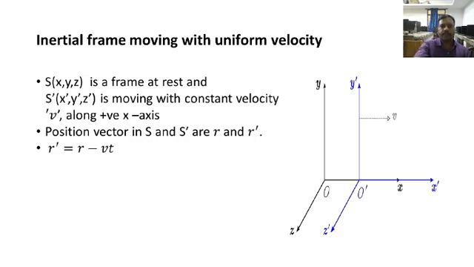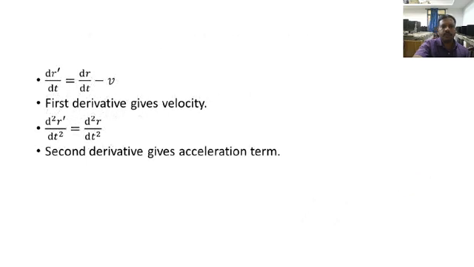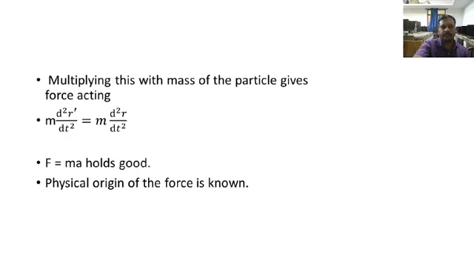The position vectors with respect to the S dash frame, which is in motion, and the S frame, which is at rest, are r dash and r respectively. Therefore it is mathematically denoted as r dash equals r minus Vt. Therefore the derivative dr dash by dt equals dr by dt minus V. On differentiating again, d square r dash by dt square equals d square r by dt square. So the second derivative gives the acceleration terms.